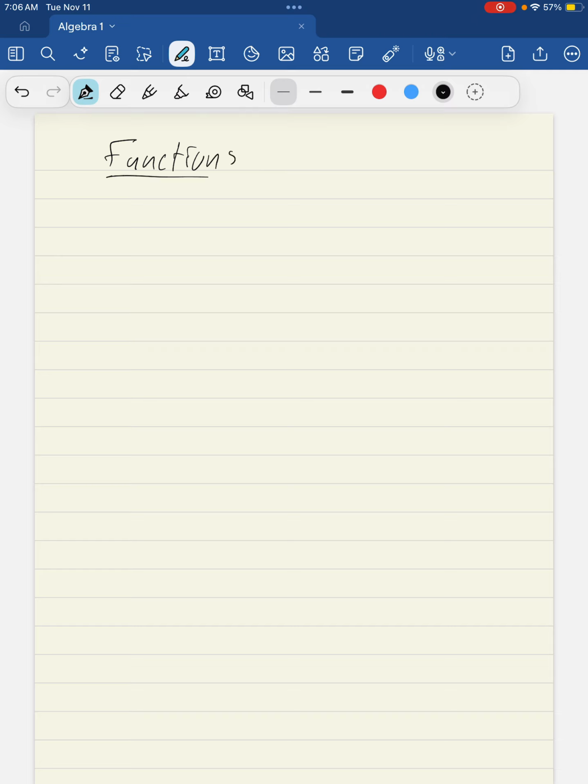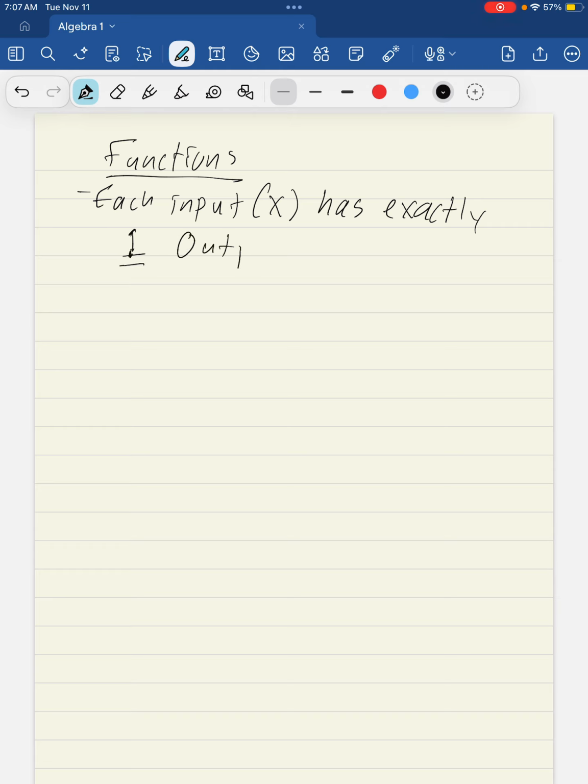That's what makes functions a function, okay? So each input, remember those are our x's, has exactly one output, and that's a y value, okay?